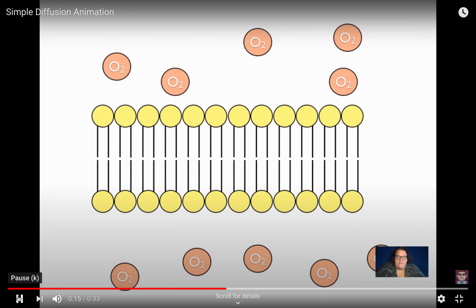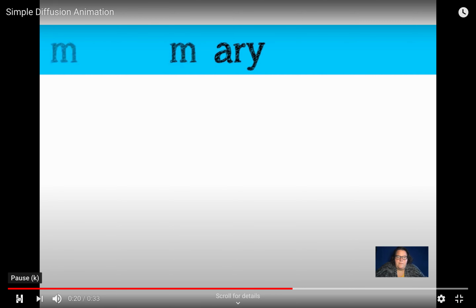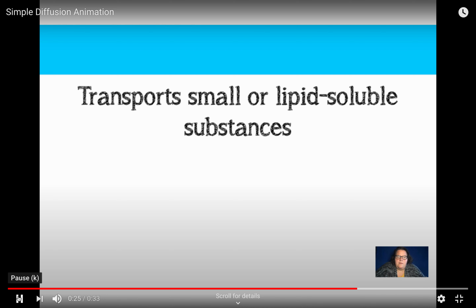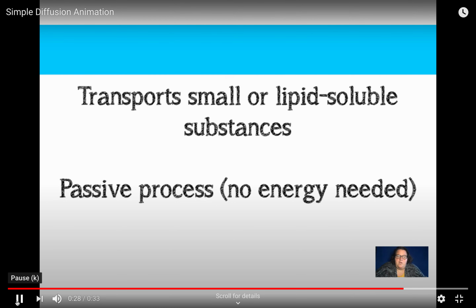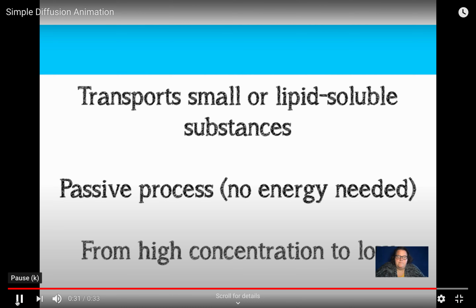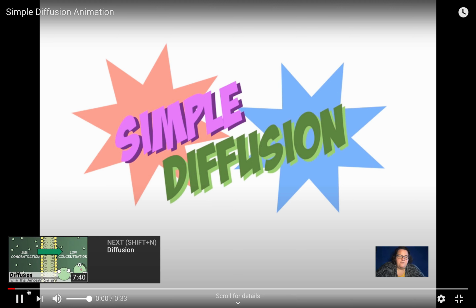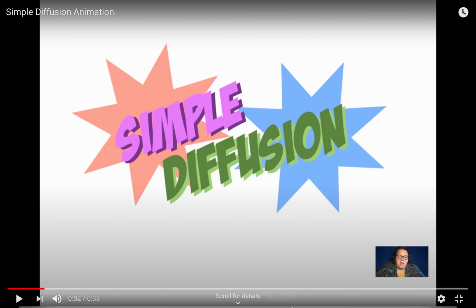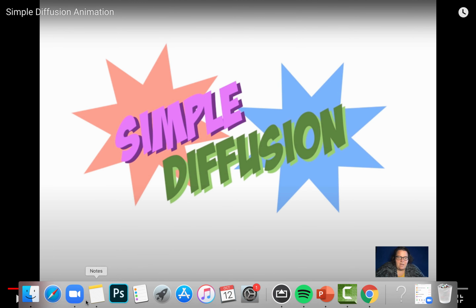Let's see what else they have. So things that are small or nonpolar, so lipid soluble substances, need no energy, going from high to low. So very straightforward, but just remember, especially for oxygen and carbon dioxide, they are going to get across the membrane by passive transport directly through the membrane.